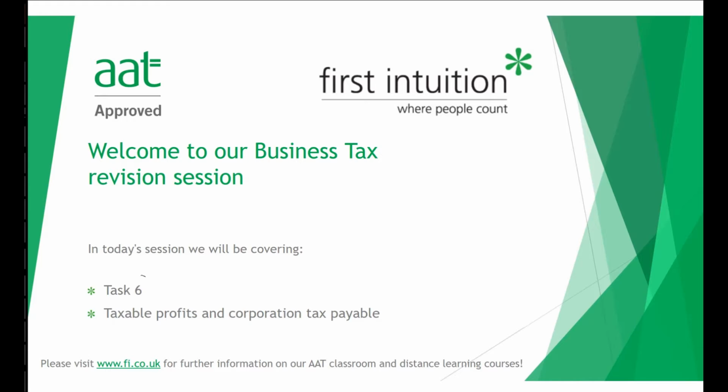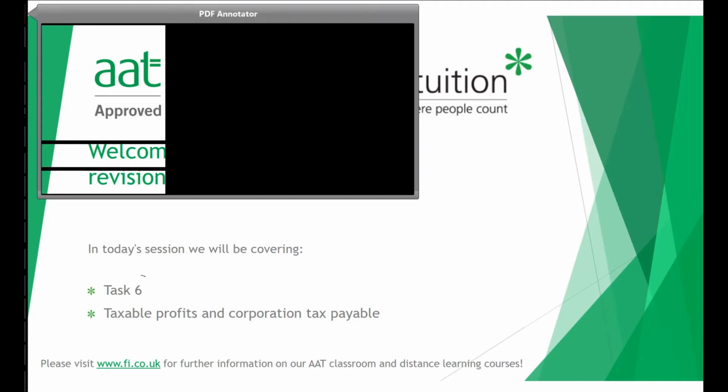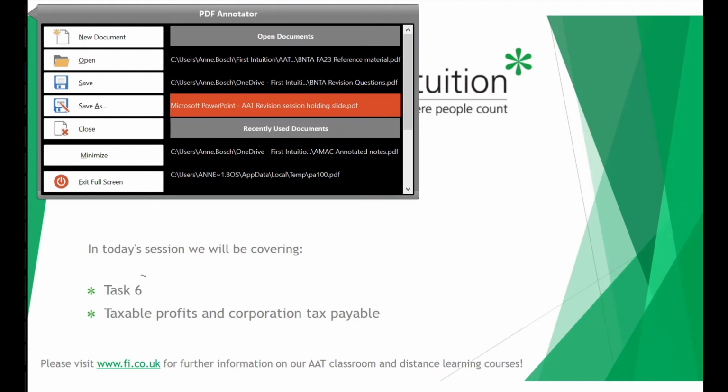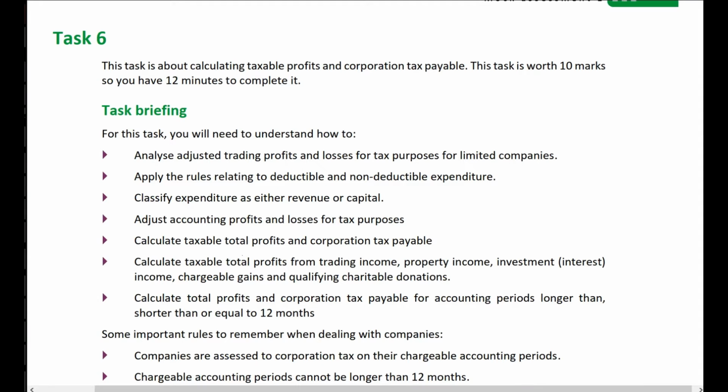And in this session, we're going to have a look at task number 6, dealing with taxable profits for companies and the corporation tax that they would pay on those profits. So let's move into our revision material and learn a little bit more about task 6. This task is about calculating the profit as well as the corporation tax on that profit. It's worth 10 marks, so 12 minutes in the exam to complete it.